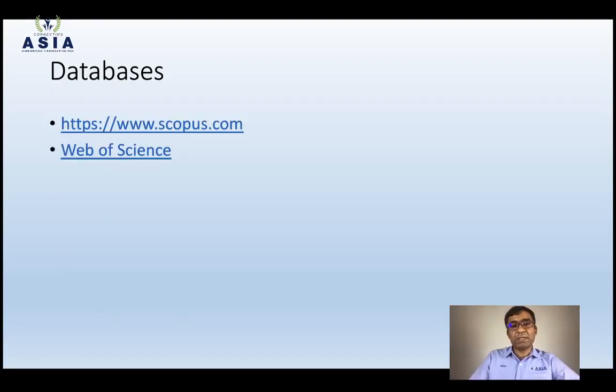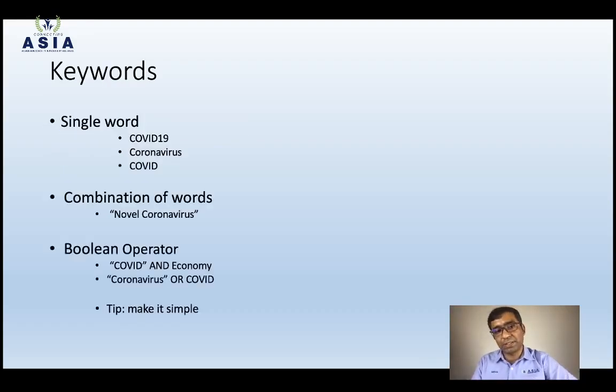Let's see what the database is. Currently we are going to use Scopus, and the keywords I mentioned are COVID-19, coronavirus, COVID, and then if we are using multiple, novel coronavirus and coronavirus economy. So these are the simple keywords I'm using.